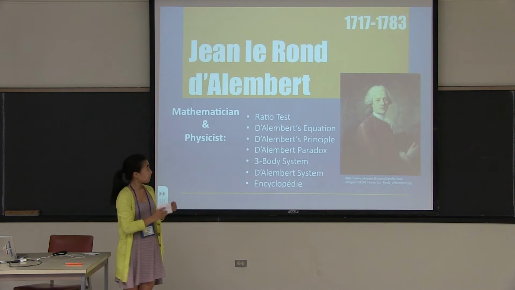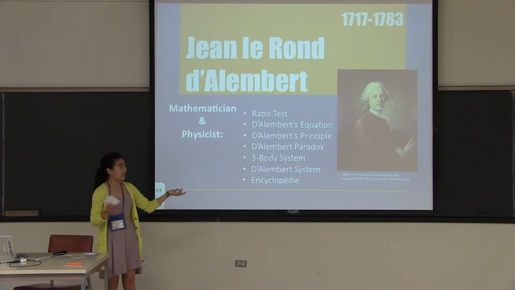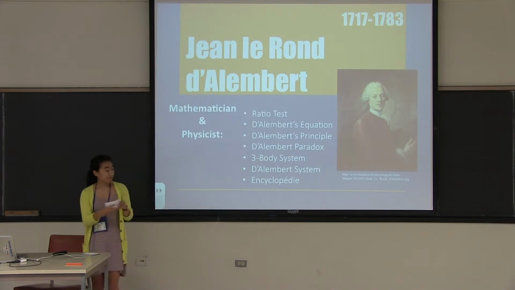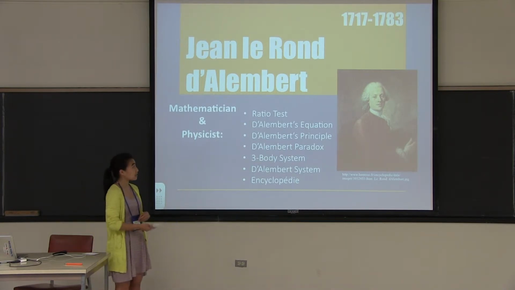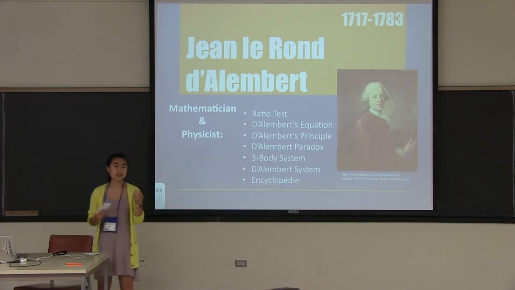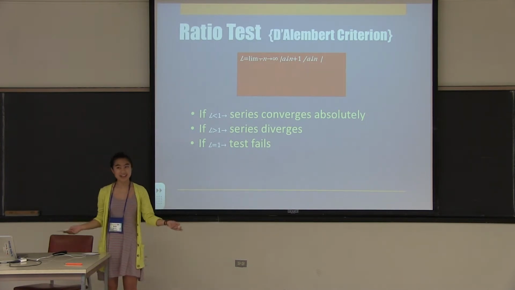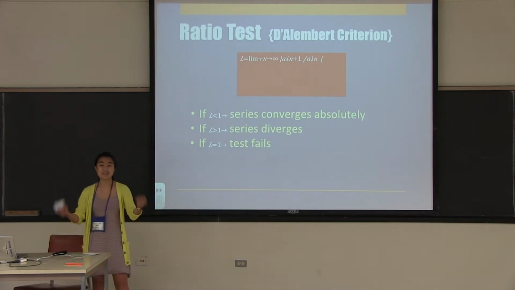Inheritance pack. Okay, so Jean le Rond d'Alembert. He was the mathematician that I studied. He's a French mathematician, but he also studied a lot in physics. He lived during the 18th century, and he was actually going to study philosophy, and he taught himself all this math. So we all know the ratio test from calculus. It's also called the D'Alembert criterion because he discovered it.